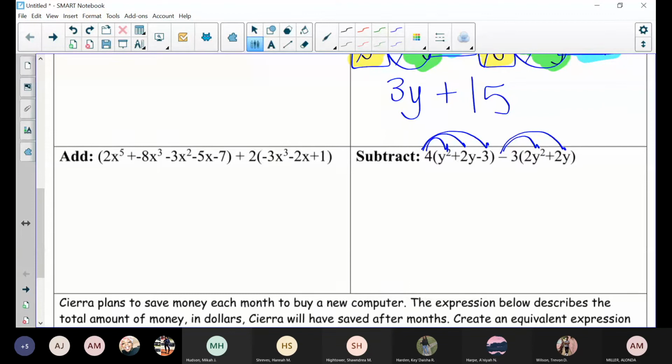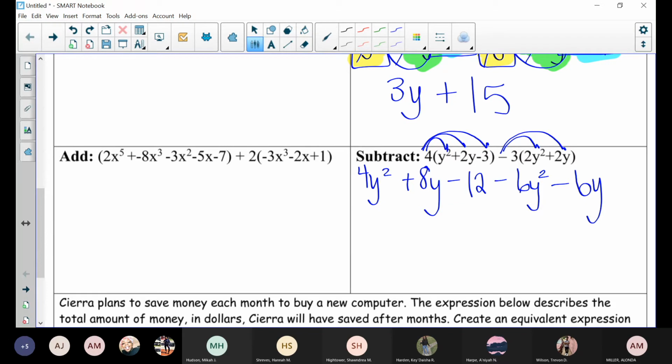Let's go ahead and get started. 4 times y squared is just 4y squared. 4 times 2 is 8. And 4 times negative 3 is negative 12. Negative 3 times 2 is negative 6. And negative 3 times 2 again is negative 6. So that's the rewrite. We distributed the negative and anything else into the parentheses.